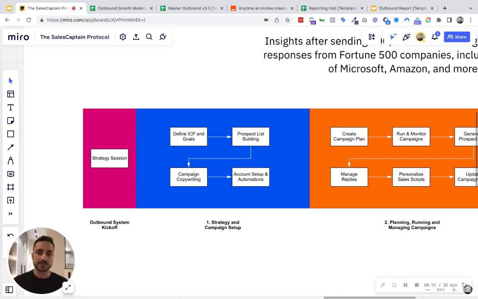And then the next part, after we've defined the ICPs and the goals, built out the lists and prepared the initial list for the testing and the campaign copywriting, is the account setup and automations. If it is a new campaign, the account warm up might take 2 to 3 weeks, which is perfectly fine as we're working through the additional details. If there are existing accounts that are warmed up, the campaign can pretty much go live instantly.